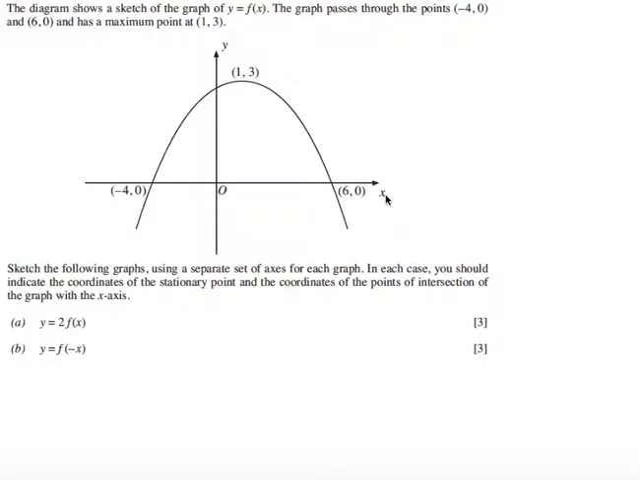Here is a sketch of the graph y equals f of x. The graph passes through the points minus 4, 0 and minus 6, 0, and the maximum point is at 1, 3. We want to sketch the following graphs using a separate set of axes for each graph. In each case, you should indicate the coordinates of the stationary point and the coordinates of the points of intersection of the graph with the x-axis.